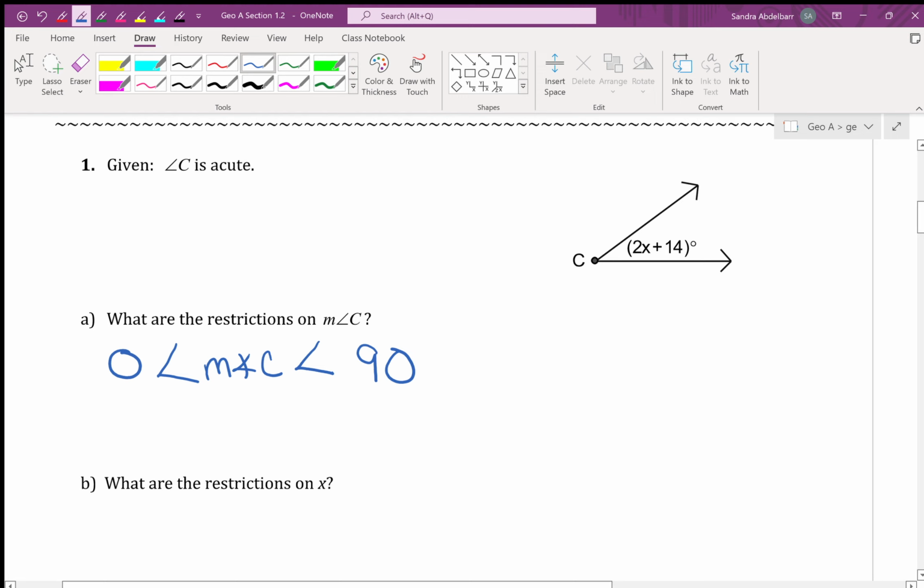So this is how you write the restrictions all together. The crocodile always eats the bigger number, right? In inequalities, the crocodile eats the bigger number. So C has to be bigger than 0. That's why the crocodile is eating the measure of angle C. And then that measure of angle C has to be less than 90. 90 is bigger than the measure of angle C, so that's why the crocodile is eating the 90 there. And that's how you write the restriction all together.